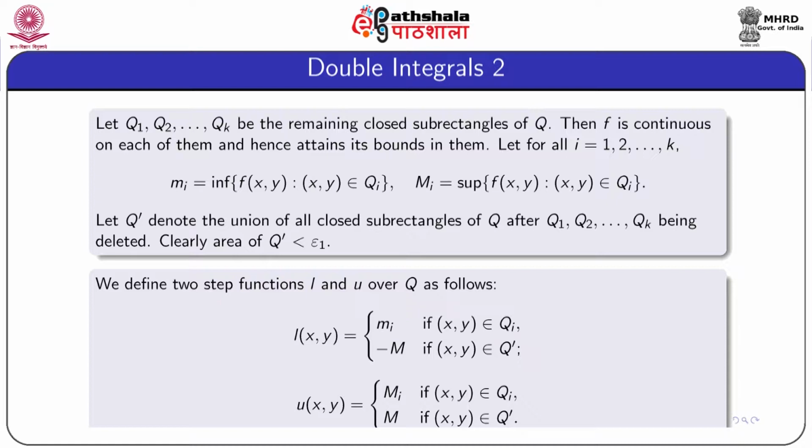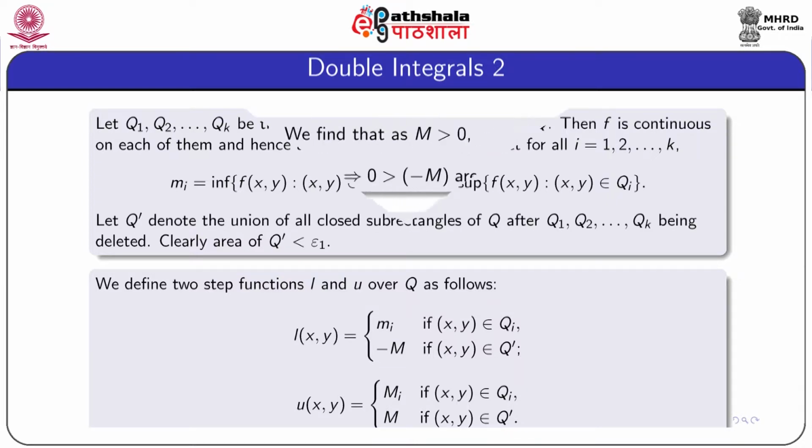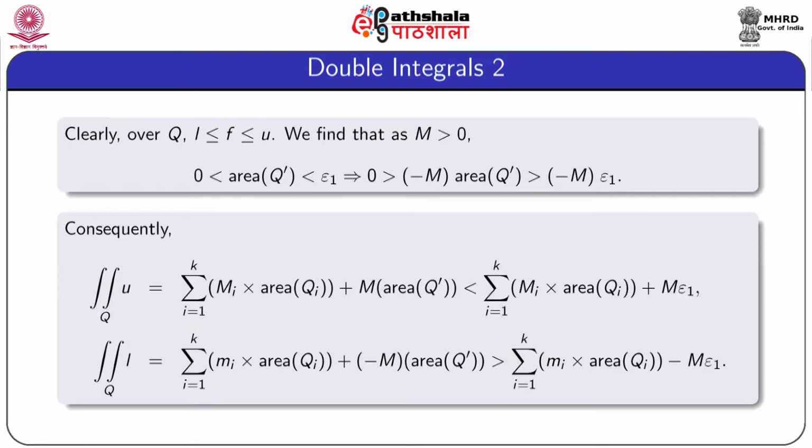Now, we define two step functions L and U over Q as follows. L(x, y) is mi if (x, y) is in Qi and minus M if (x, y) is in Q'. Similarly, U(x, y) equals capital Mi if (x, y) is in Qi and otherwise it is capital M. Clearly, over Q, L is less or equal to f, which is less or equal to U.